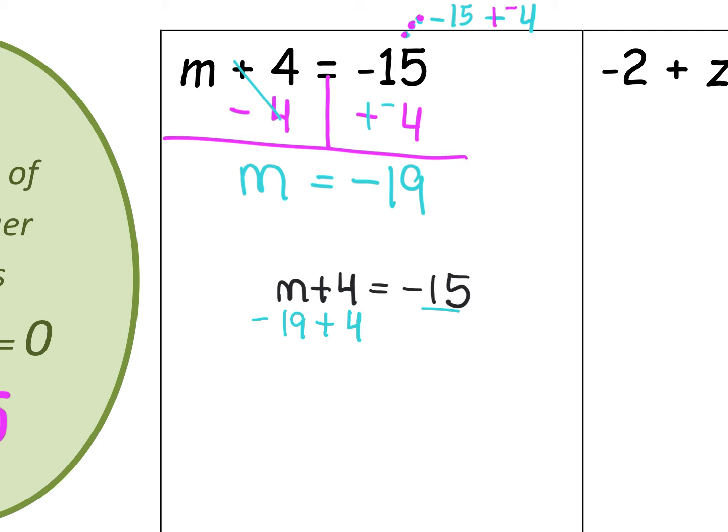Well, a -19 and a +4, we have different signs, so we subtract, and 19 minus 4 is 15, and our 19 has a greater absolute value, so it is a negative 15, which is what we were looking for, so it checks out. And we can box or highlight our answer. Let's move on.